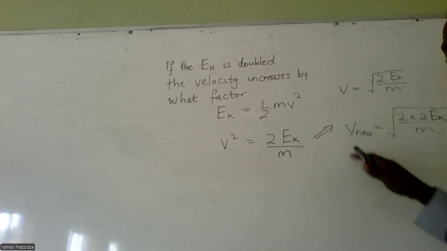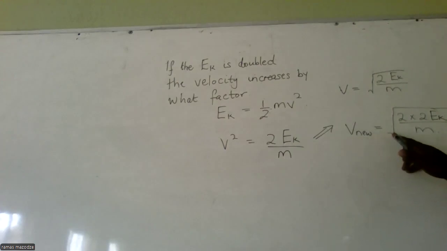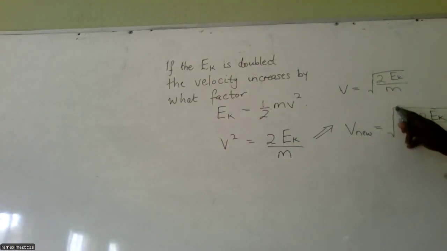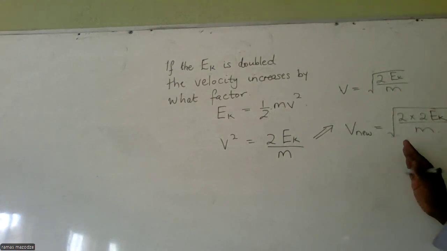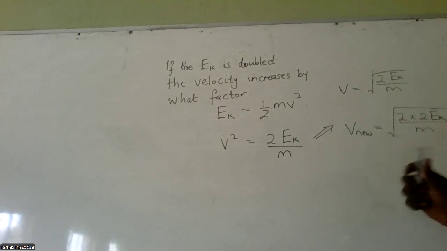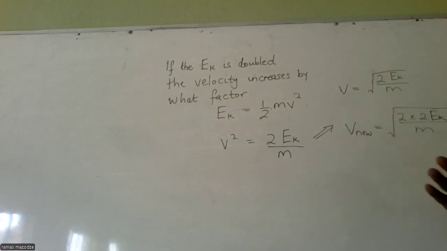So with the new V, we are going to call it V new. It will be equal to the square root of 2 EK, but EK is now doubled. Can you see the 2 there? Over M. After having done that, the aim is to make sure that this expression matches this one. So there are two methods that I'm going to take.